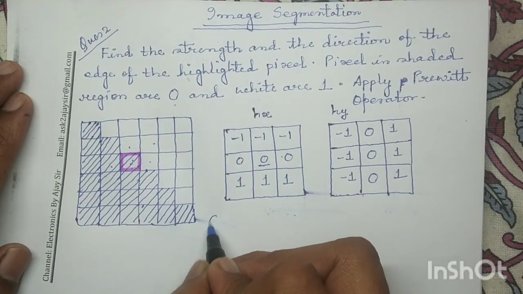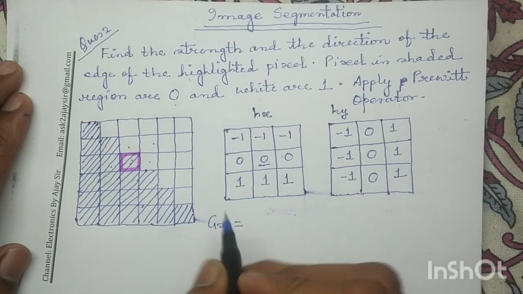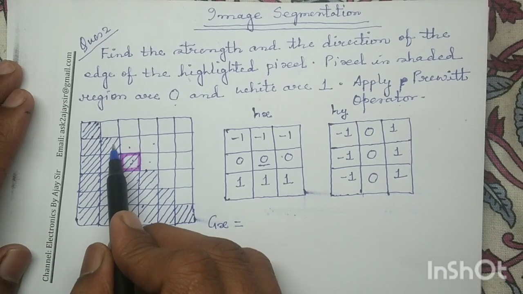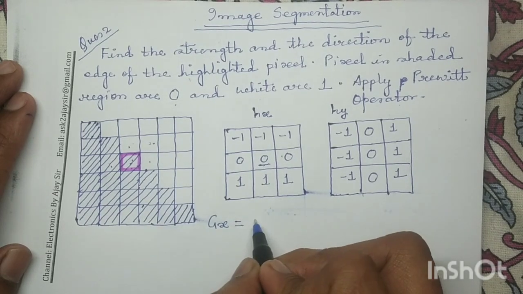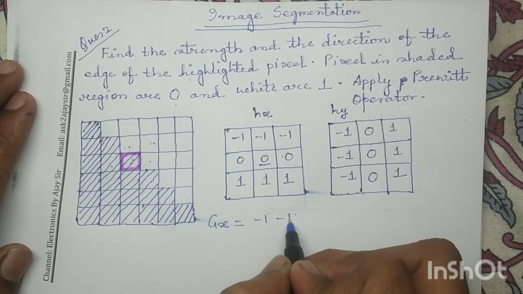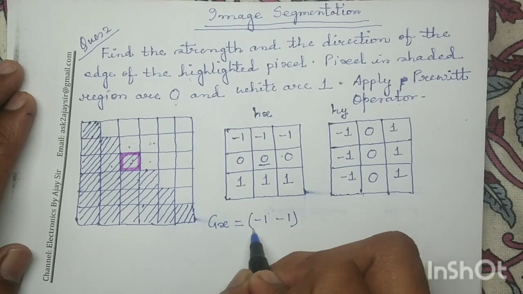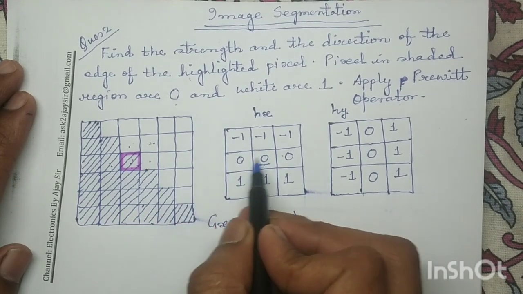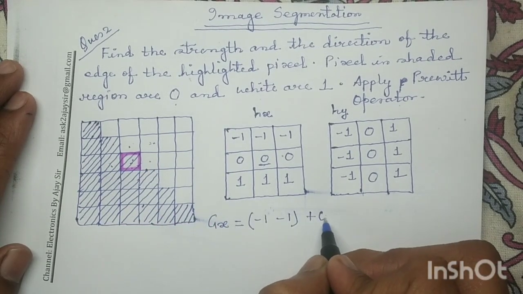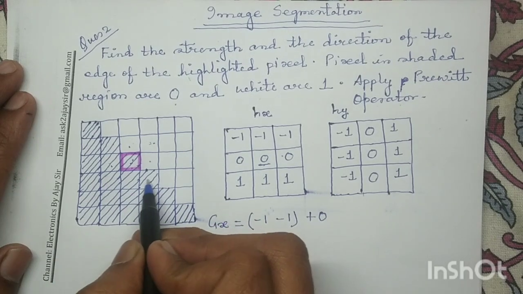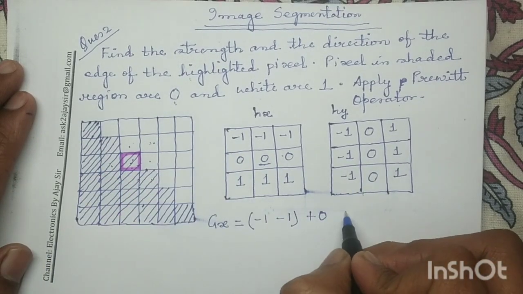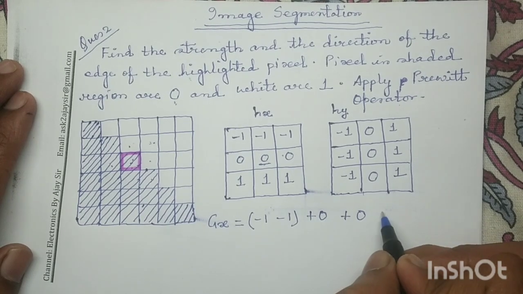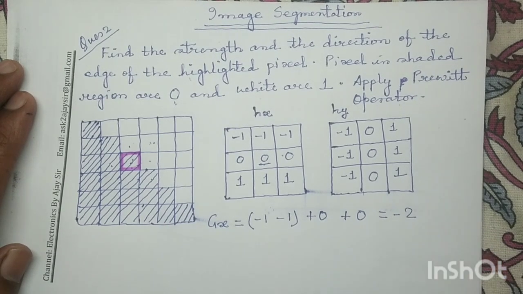In the question it is given that shaded pixels are considered as 0 and white as 1. So if you write the expression of gx, this one is considered as 0. Only these two pixels having the value 1 will be multiplied with -1. So the expression becomes -1, -1 from the first row. In the second row, all coefficients will be multiplied with 0. And in the third row, all are shaded pixels, and for shaded pixels we consider the value 0. So the ultimate value of gx is -2.